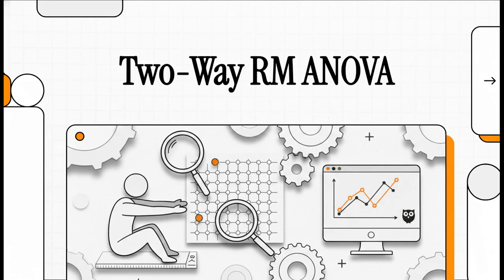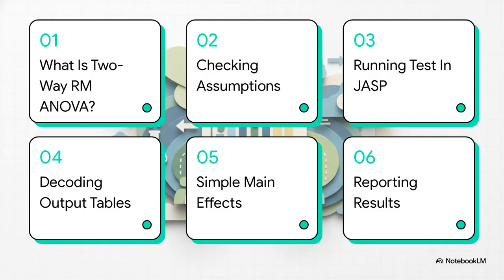Let's get into it. Here's our procedural roadmap for today. We'll quickly look at what a two-way RM ANOVA actually is, check our key assumptions, run the test in JASP, decode those output tables, dig into simple main effects, and finally report our results. We're leaving absolutely no analytical stone unturned here.